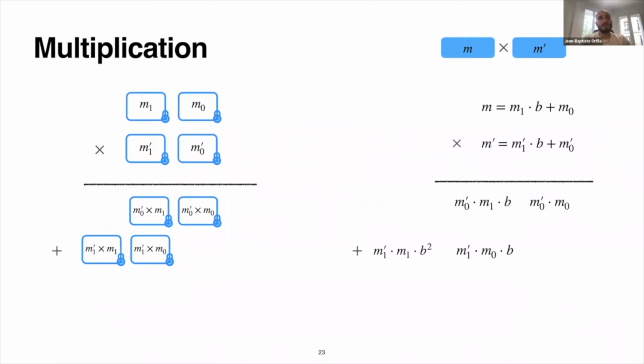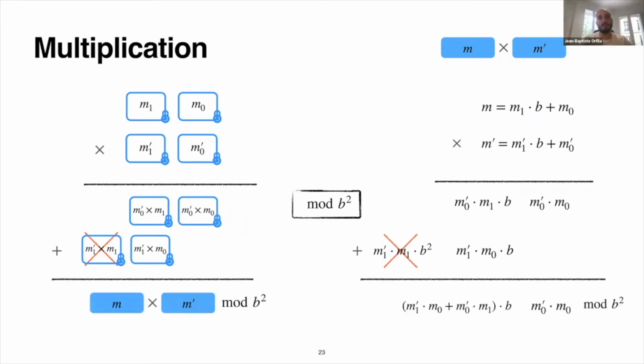The cool thing about that is we don't need to compute all the blocks, because in fact we are working modulo B square in this case, since we have a message which is split in two parts. So we are computing modulo B square, and one of the blocks does not need to be computed. In the end, we get the multiplication of both our large integers modulo B square.